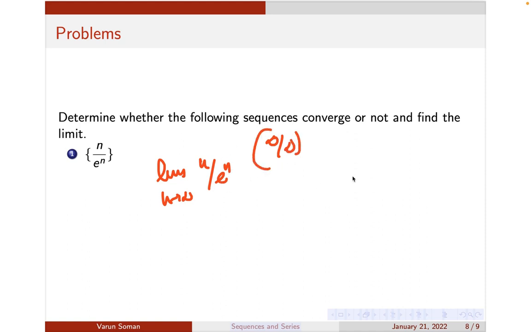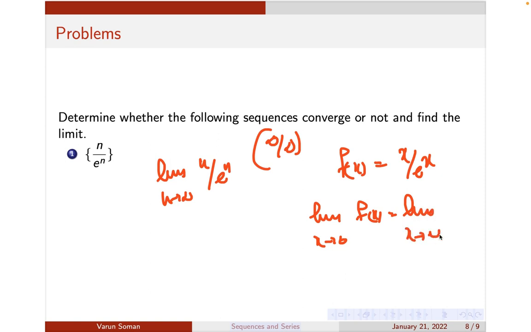So if you consider this function as f of x, this quantity will be in infinity by infinity form, so we can apply the L'Hospital's rule there. Okay, so if your f of x here is actually x by e raised to x, so limit x tends to infinity f of x is actually limit x tends to infinity x by e raised to x. What does it actually become?